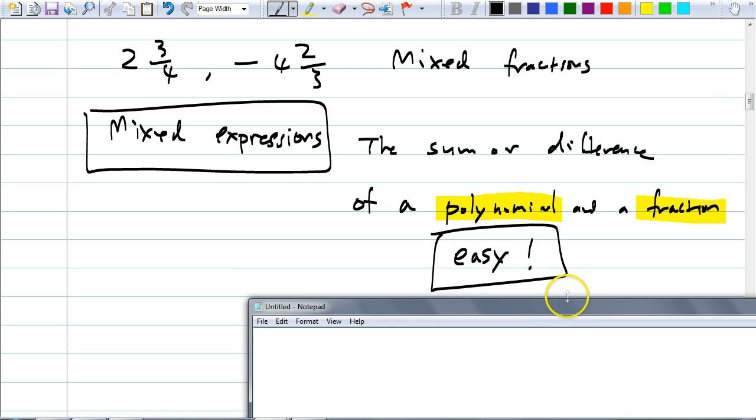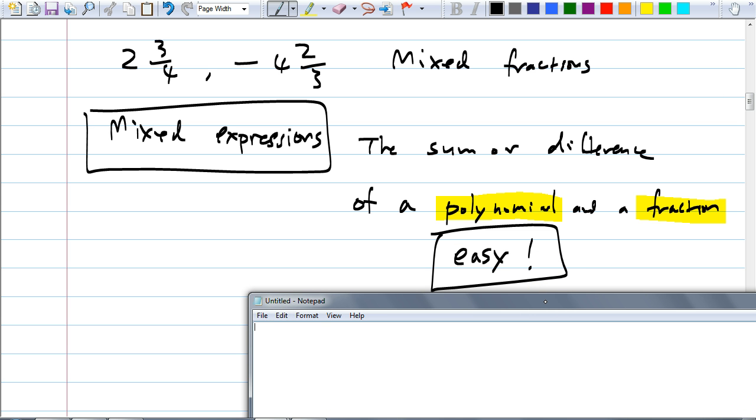These are easy to deal with. I'll show you why in a minute. Does anybody really see why it may be so easy to deal with these? Compared to what we did last time, adding and subtracting fractions, mixed expressions are a bit easier.